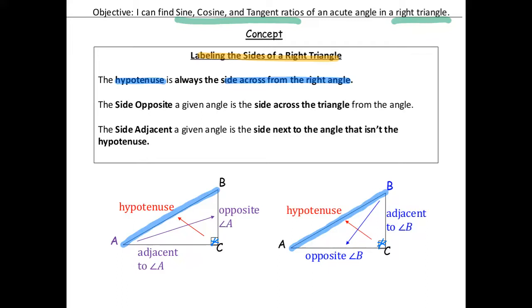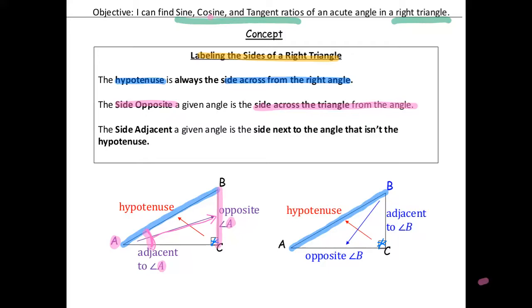And then we have the side opposite. The side opposite a given angle is the side across the triangle from the angle. So if we look at the first example here, it's talking about angle A. My angle A is right here. So the side opposite angle A is across from the angle. Okay? So across from angle A is the side opposite.